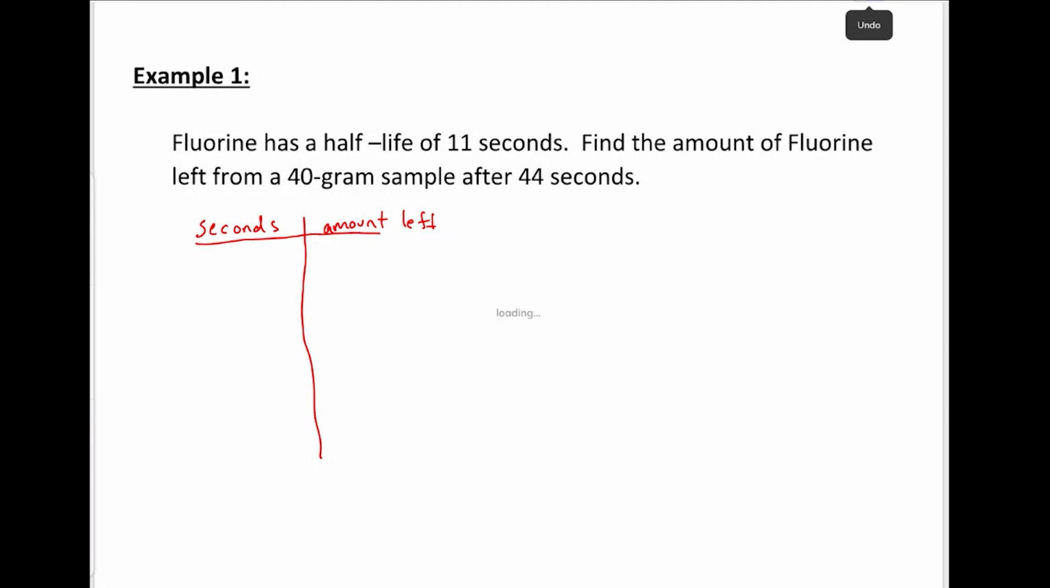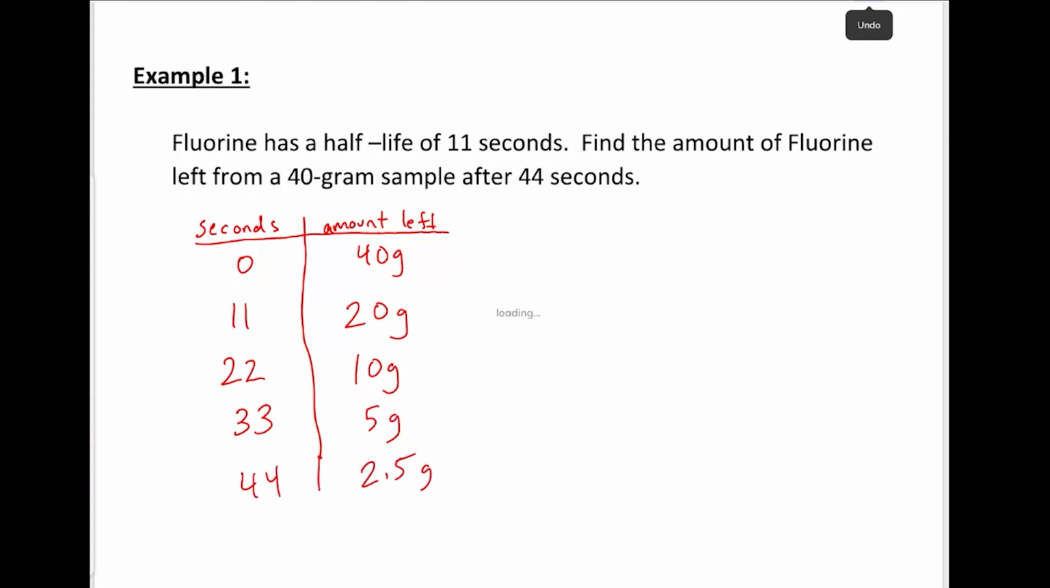So since we're starting with 40 grams, if 0 seconds go by, we have a total of 40 grams, right? Now the half-life is 11 seconds, which means that after 11 seconds, you're going to have half of what was remaining. You're basically going to multiply that amount left by 1/2. That's your multiplier. So after 11 seconds, we should have 20 grams left over. It's half of 40. And then after 22 seconds, we should have half of 20. So that'd be 10. After 33 seconds, we'd have 5. And after 44 seconds, we should have 2.5.